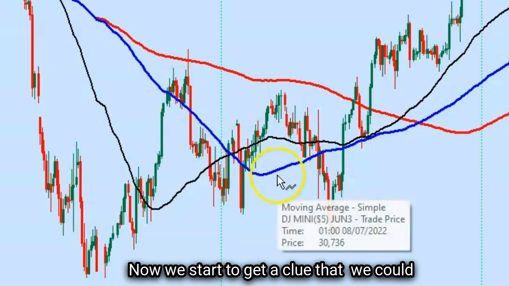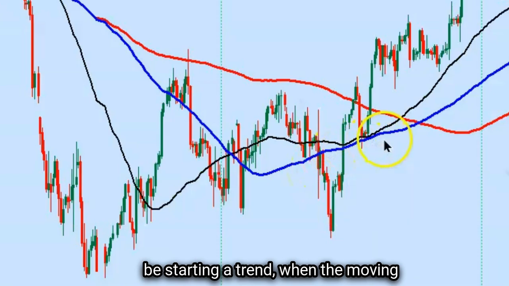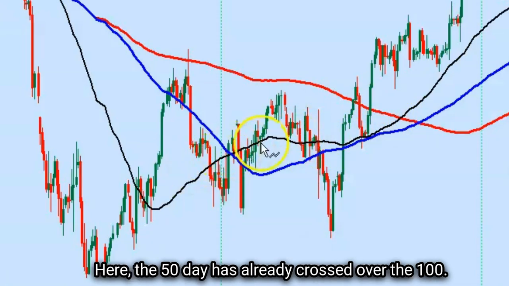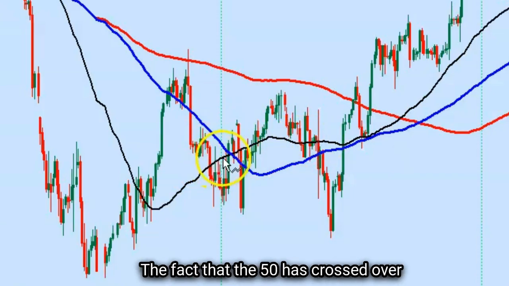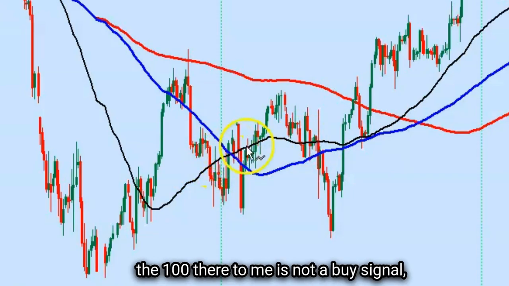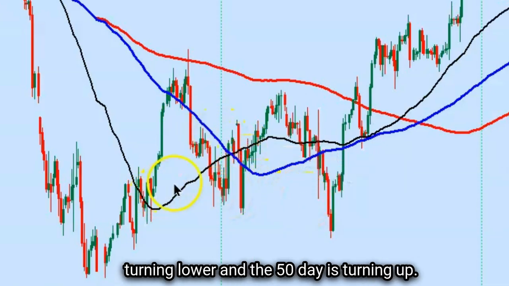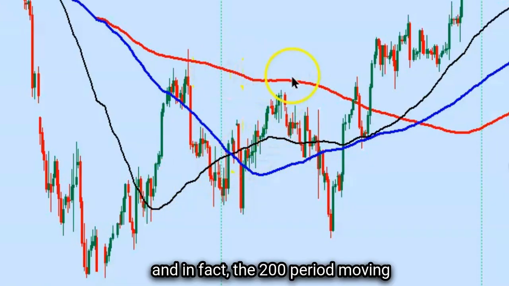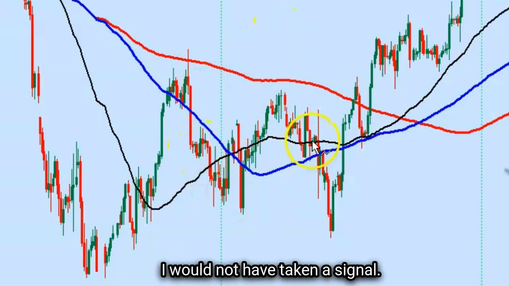Now, we start to get a clue that we could be starting a trend when the moving averages start to converge and then turn. Here, the 50 days already crossed over the 100. Now, that is not a signal to buy. The fact that the 50s crossed over the 100 there, to me, is not a buy signal because the 100-day moving average is still turning lower than the 50 days turning up. So they're both going in opposite directions. And in fact, the 200-period moving average was just moving sideways. So these are just a mess. I would not have taken a signal.